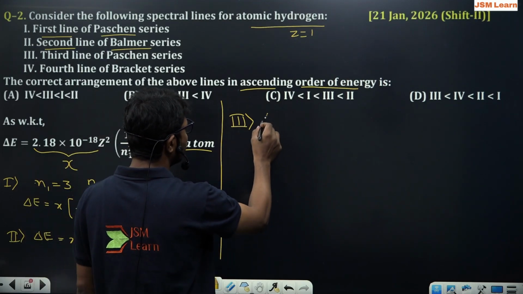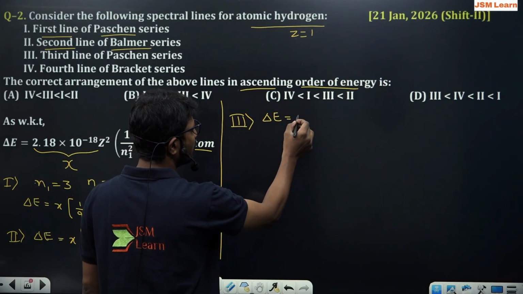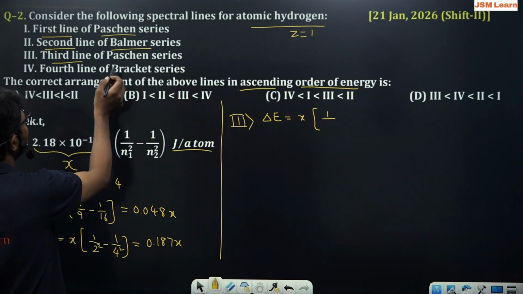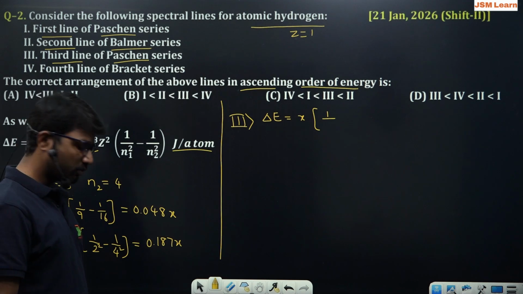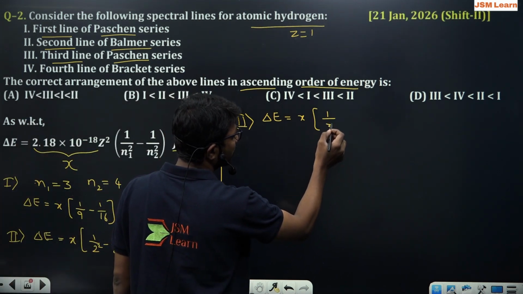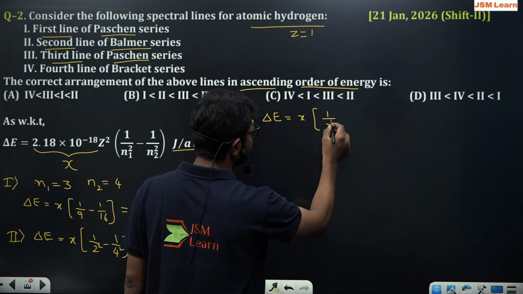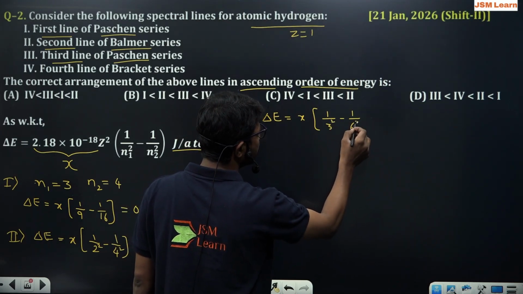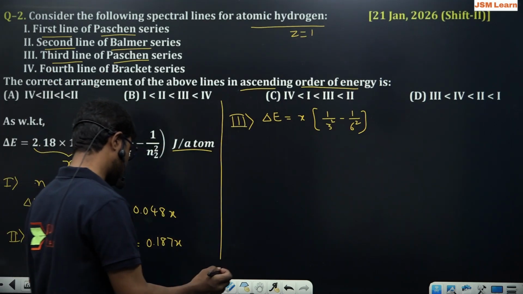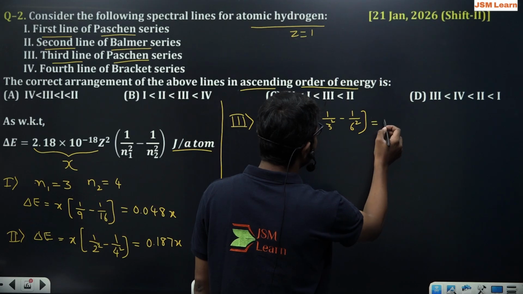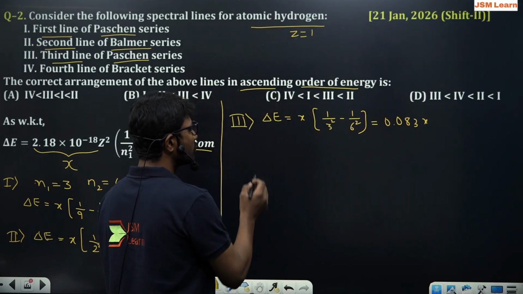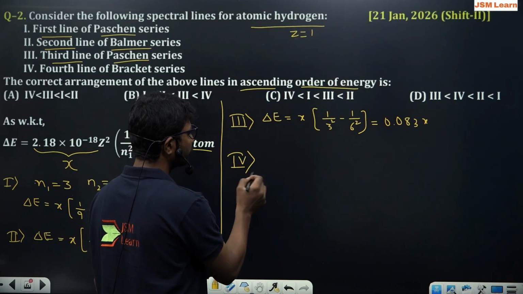Here in this case, again the formula I am writing: delta E is equal to x multiplied by 1 upon, now look at it, third line of Paschen series. Third line of Paschen series means what? So it is coming into third line. So 3 square minus 1 upon 6 square. In Paschen series, N1 value is 3 and N2 value is 6. From this we'll get 0.083x. Now let us go for the fourth one.